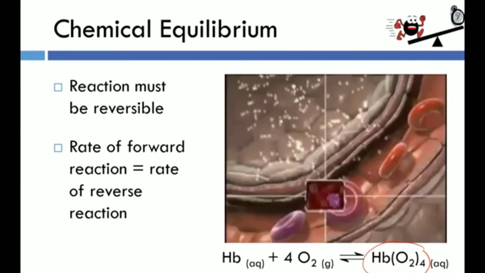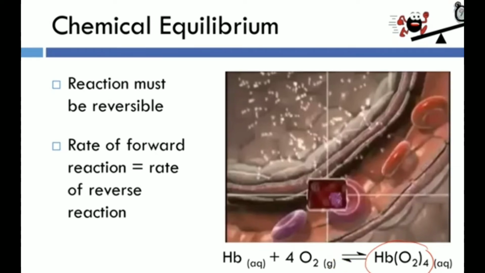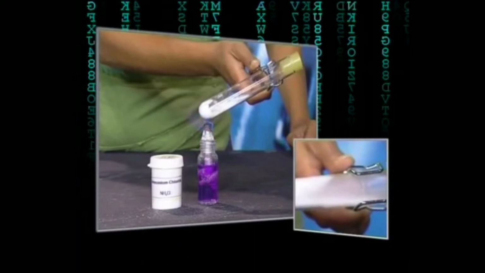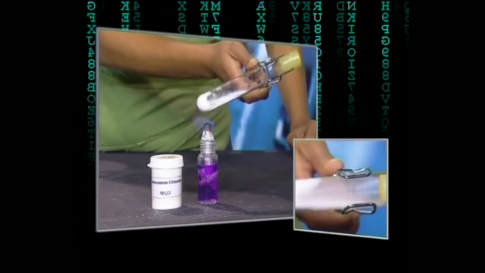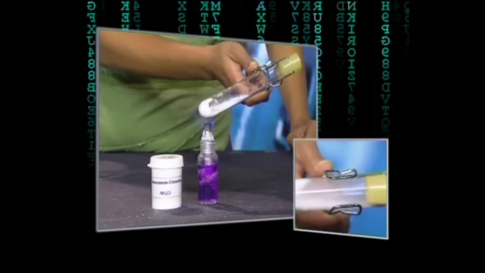Now, the concentration of oxygen in our blood remains relatively constant. That means that this process is happening even though the concentration or amount of oxygen is not changing. Here you can see a chemical reaction that is at chemical equilibrium.